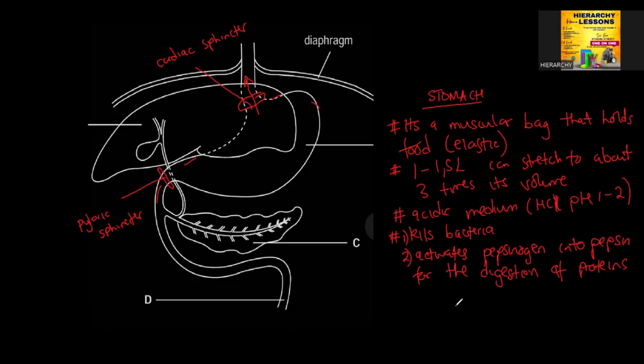Pepsinogen is an inactive form. It is converted by the acid into pepsin, the active form. So that's what you need to know: there's an acid here, it's an acidic medium.